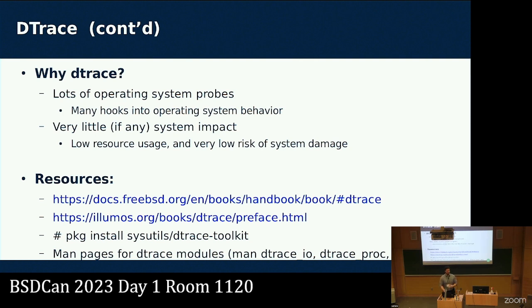All right. So why are we using DTrace for this? Because it has a lot of probes. It has a lot of hooks into the various levels of the operating system. That gives us a lot of visibility. And the other point, very little system impact, is also important: relatively low resource usage and very low risk of damage to your system. If you're trying to write something that's monitoring kernel behavior and you're loading a kernel module, that's very risky, very dangerous, very bug-prone behavior. That's not something that I want to write, because I will crash my system in the process of developing that kernel module. So this is mature, this works great.